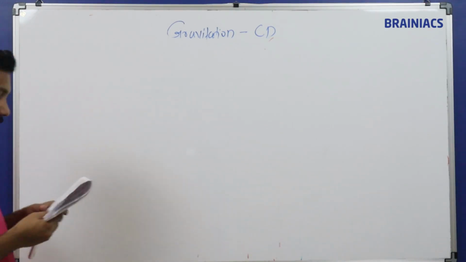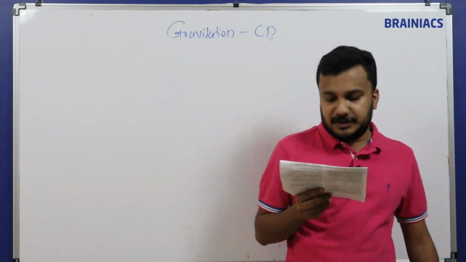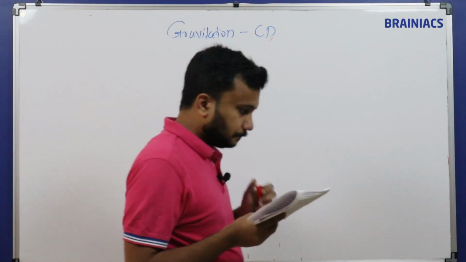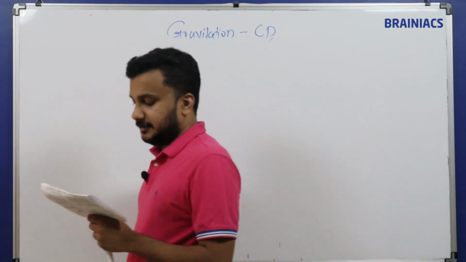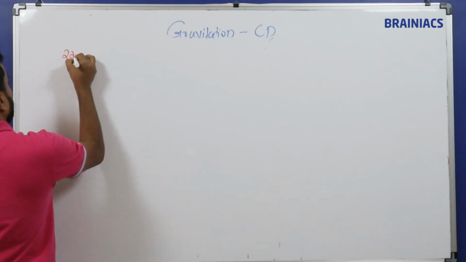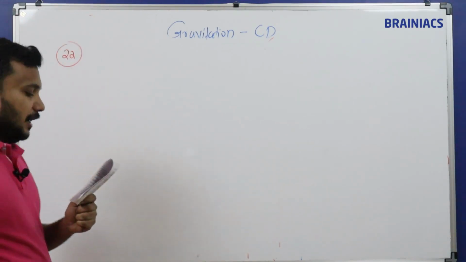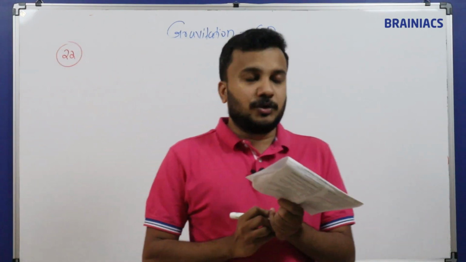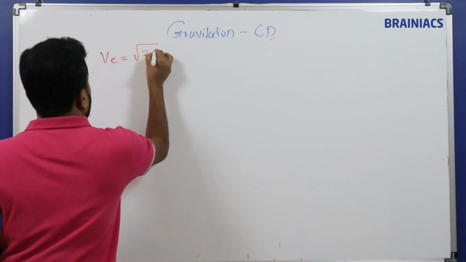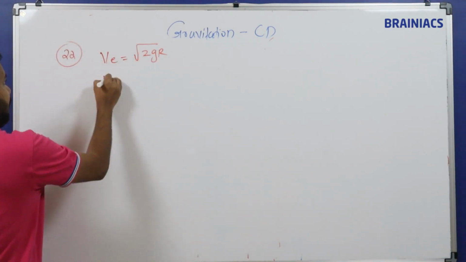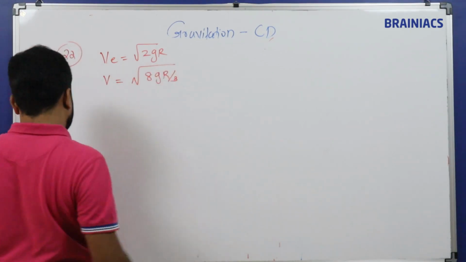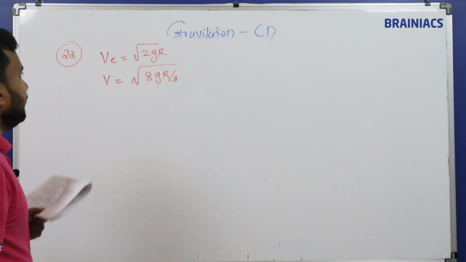An object is projected with a velocity root of 8 gR by 3 from the earth. Find the velocity of the object at the maximum height. Here the trickiness will be there. In 22, we have to do some activity. Listen very carefully. An object is projected with a velocity root of 8gR by 3. We know escape velocity is equal to root of 2gR. But now we are throwing with a velocity of root of 8gR by 3. Which one is greater?